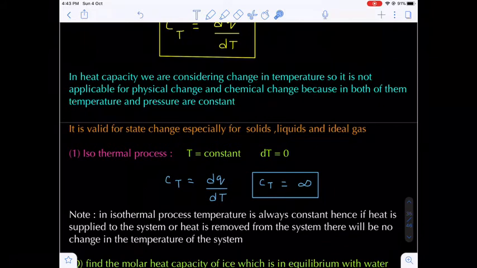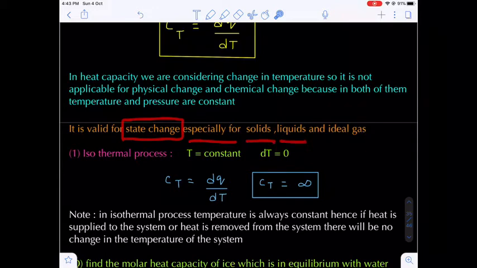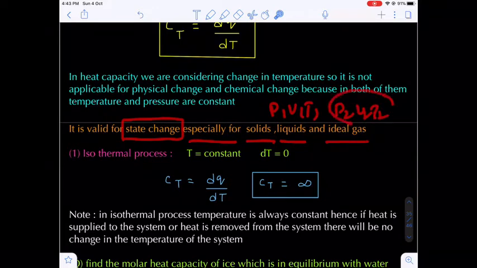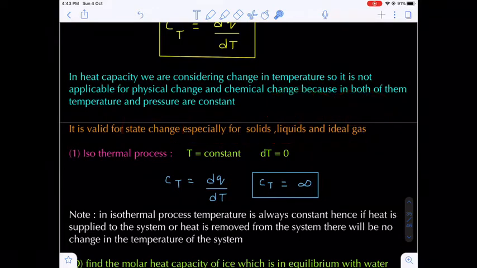Now it is valid for whom? Only for state changes, especially solid to solid, liquid to liquid, and also for an ideal gas at a first state P1 V1 T1, second state P2 V2 T2, that is the state variables. Are you getting my point? Here temperature must change.